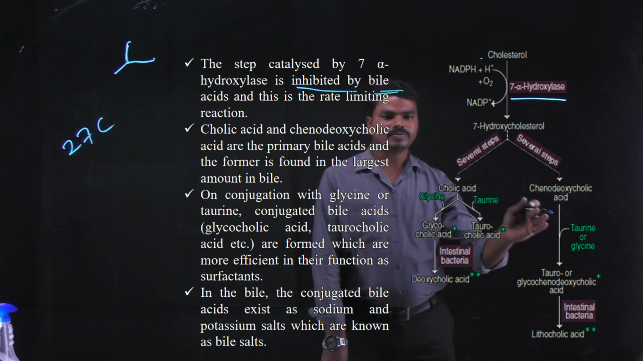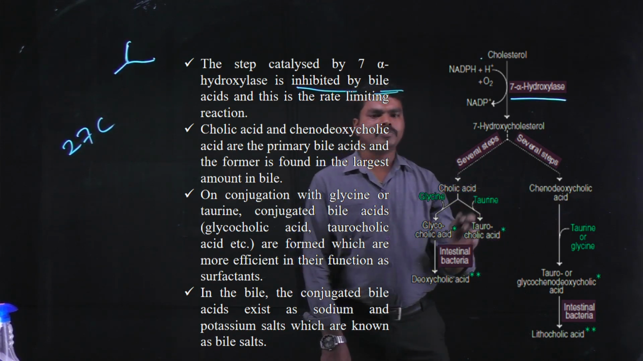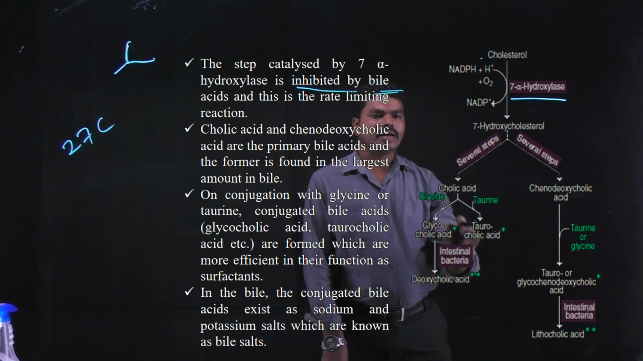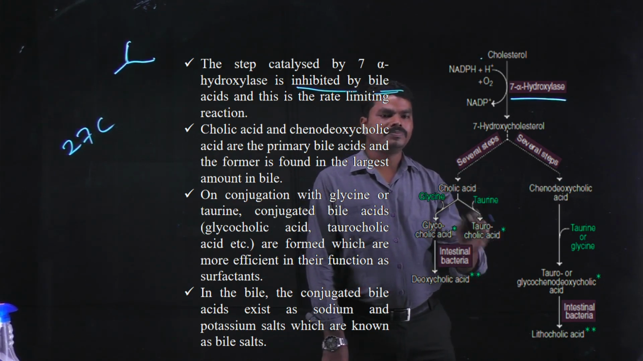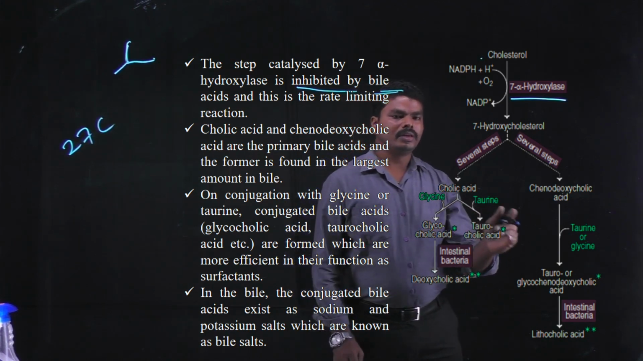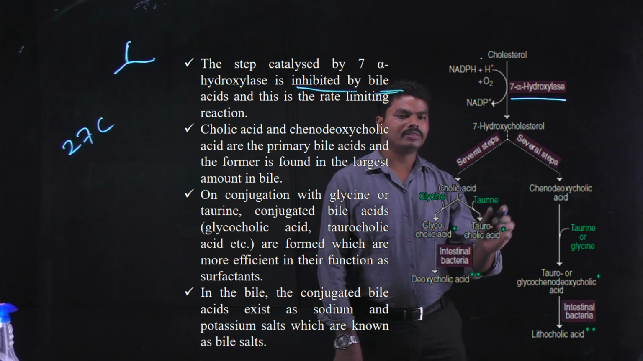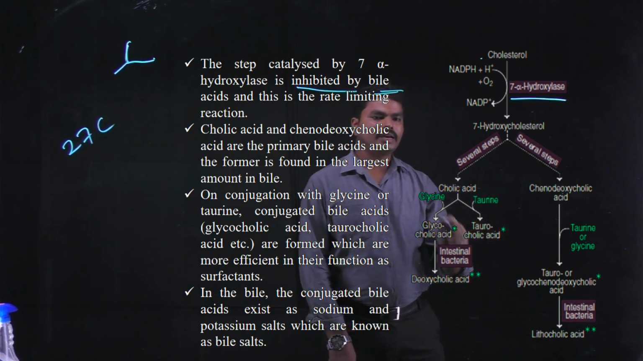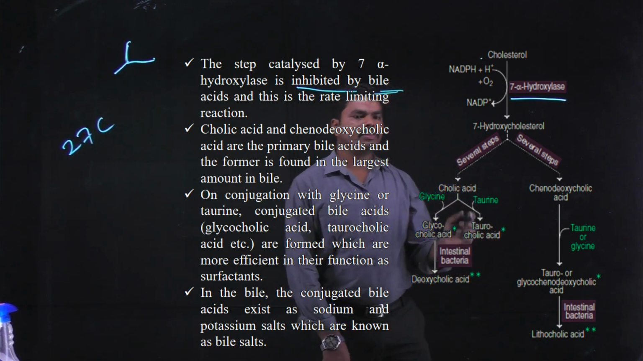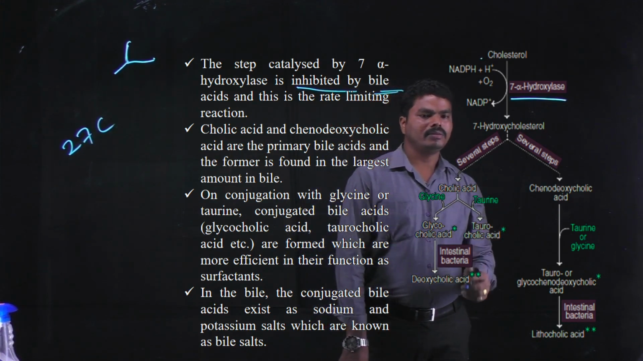They are produced in large amounts in the bile, and these primary bile acids, on conjugation with glycine and taurine, can produce glycocholic acid or taurocholic acid. So these are considered as the conjugated bile acids. They are very powerful in their function as surfactants, and these conjugated acids will combine with sodium or potassium. They will appear as the salts in bile.